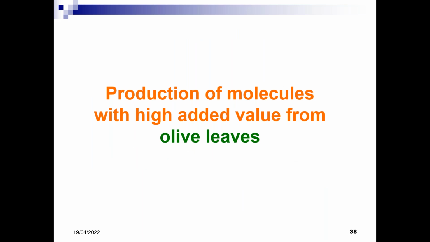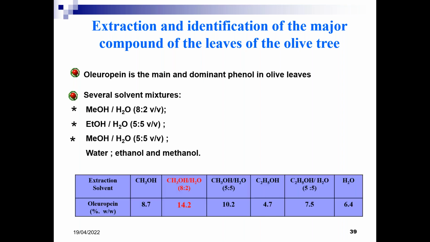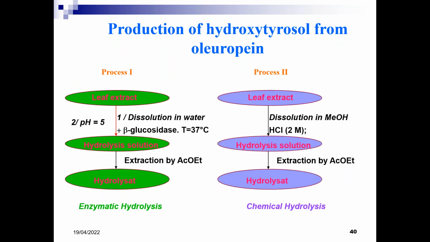Now, the production of molecules with high added value from olive leaves. Oleuropein is the main and dominant phenol in olive leaves. We have tried many solvents and we found that methanol-water was the best solvent to obtain a high content of this compound. And in order to obtain another compound of high added value from hydrolysis of oleuropein, which is named hydroxytyrosol, known for its high activity, we will see it later, we are trying to hydrolyze oleuropein and to obtain this compound.